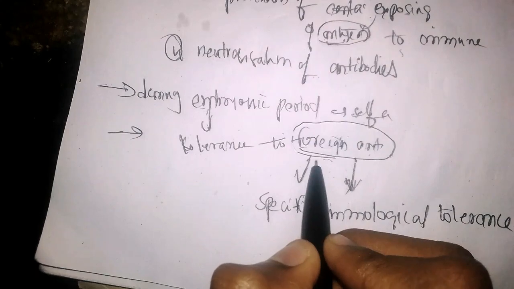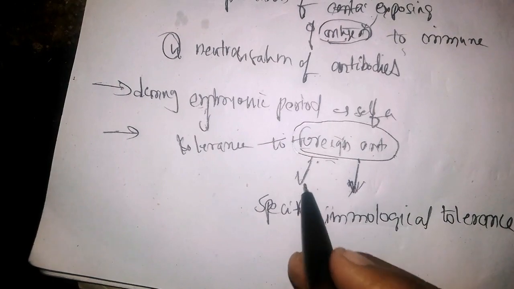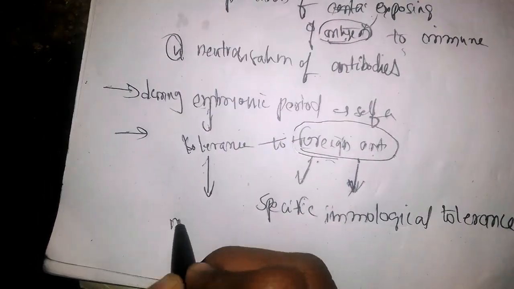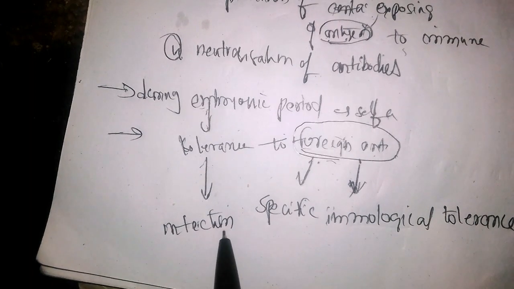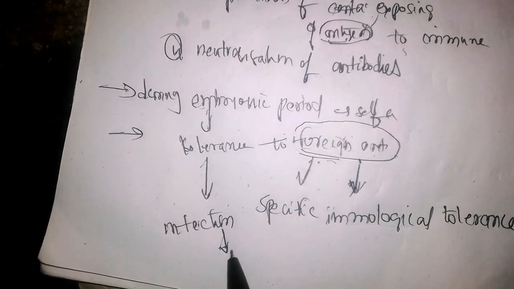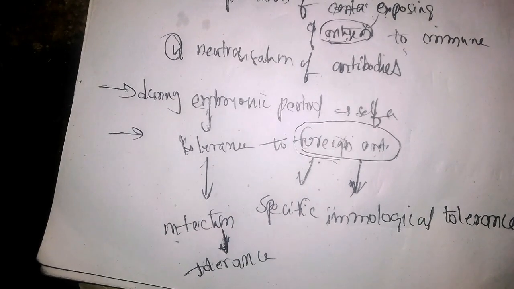See, whenever an antigen is in contact with the immune system during the embryonic period, it is treated as self antigen. Whenever an embryo suffers from infection, a tolerance is generated against that microorganism. That means in the future, if the baby suffers from the same infection by that same microorganism, our immune system will not respond to that microorganism. Okay, this is about how an infection becomes tolerated.